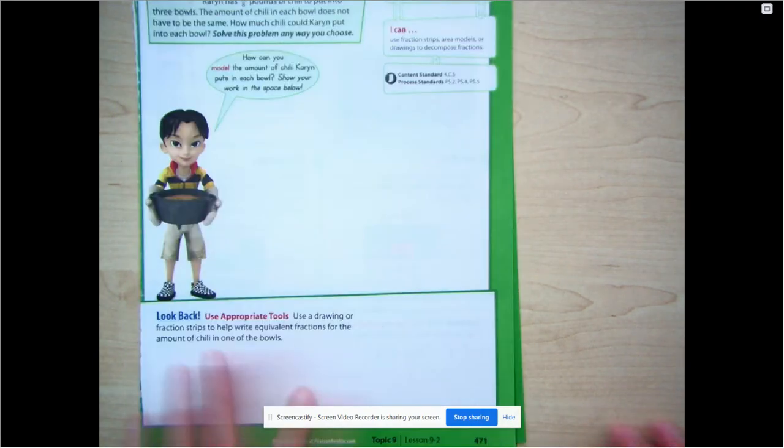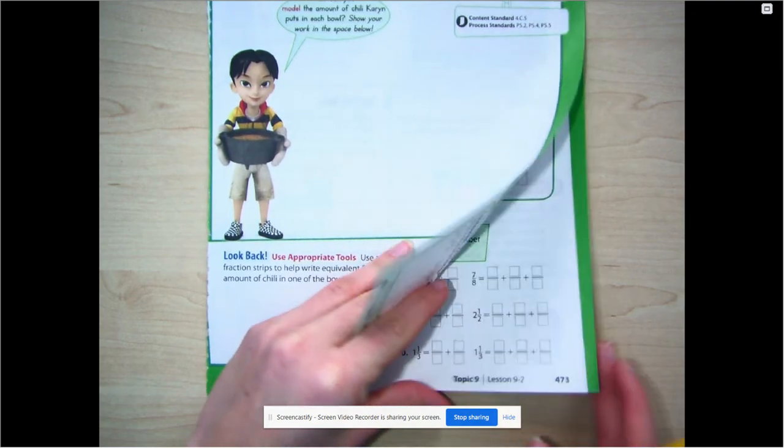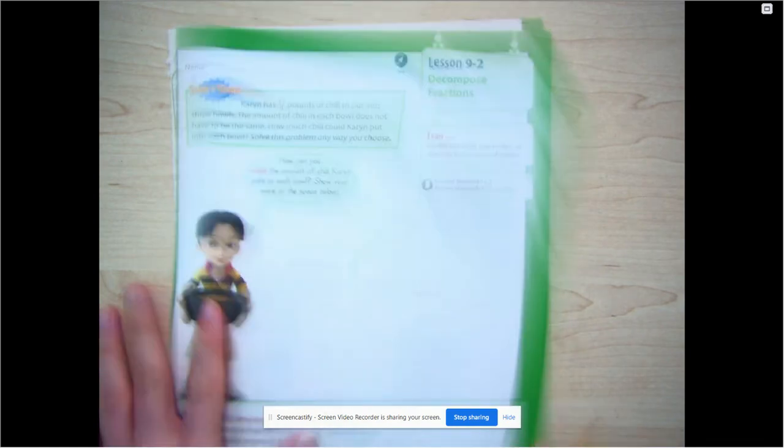Okay, you are going to need today pages 471, 473, and 475. I'd like you to rip those out and get ready to work.